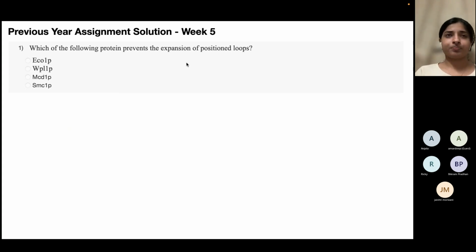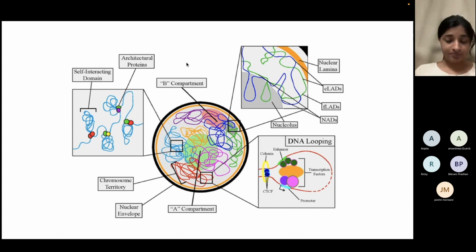There'll be 10 questions. We'll just go about solving each one of them. So the first question was, which of the following proteins prevents the expansion of position loops? So again, here we have seen previously that even though the chromatin just looks like a thread of unorganized regions, it is in fact very much organized.